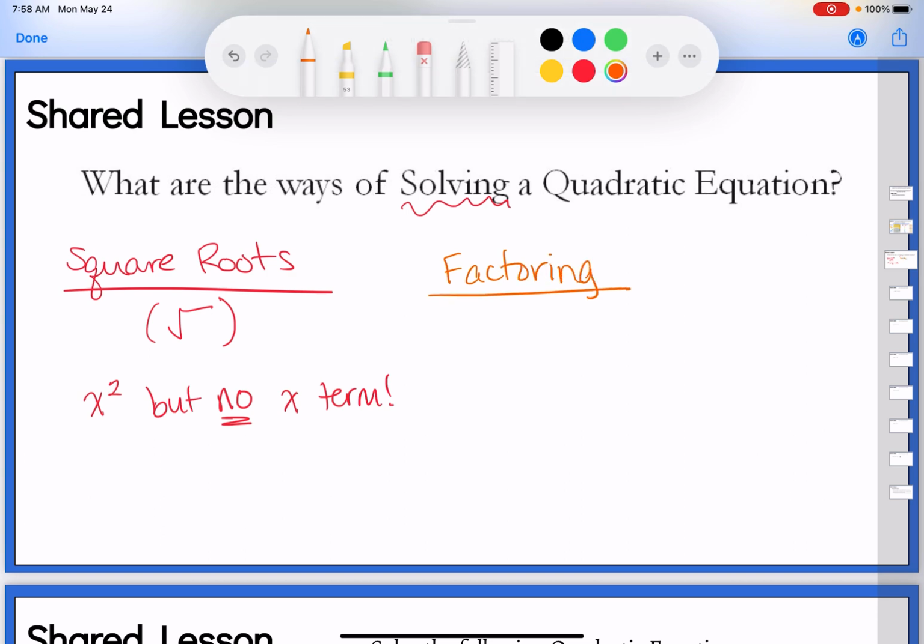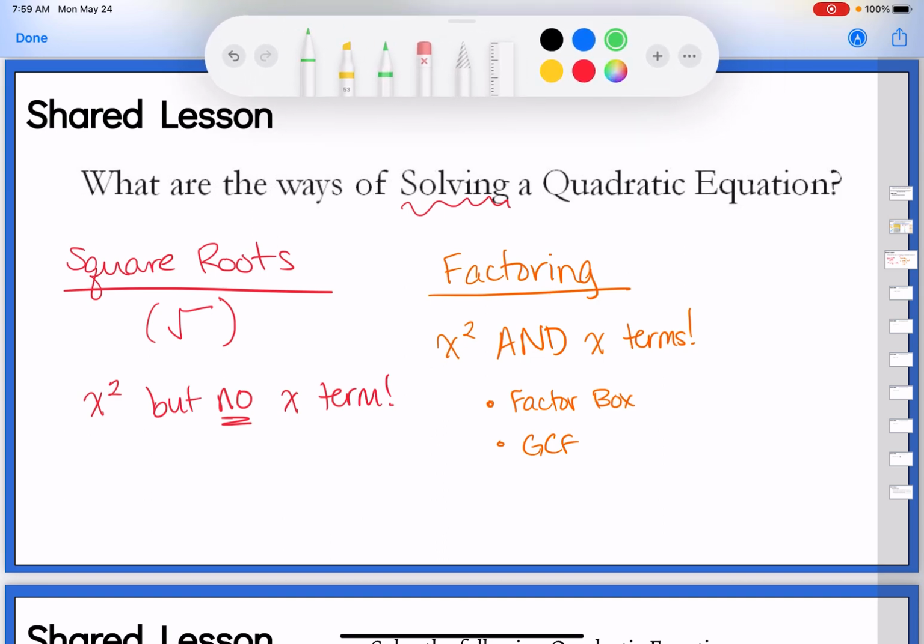The next method that we just spent a whole bunch of time talking about was factoring, right? Factoring you could use if you have x squared and x terms. So if you have both x squared and an x term, then we can use factoring. And the big things that we're talking about for factoring are factor box and GCF. And those are the main ways of factoring that we're going to be using.